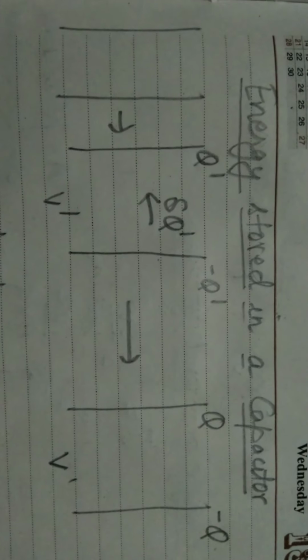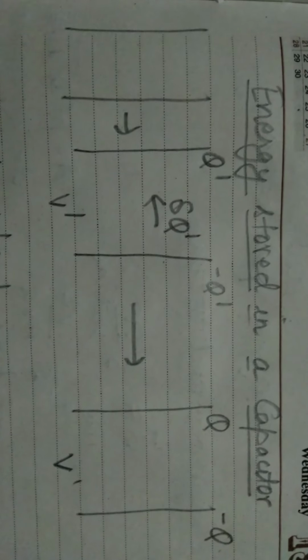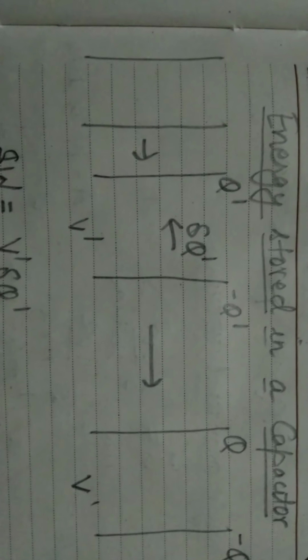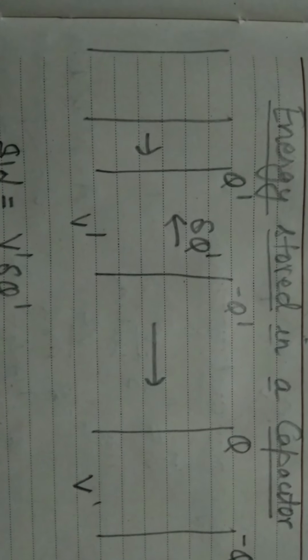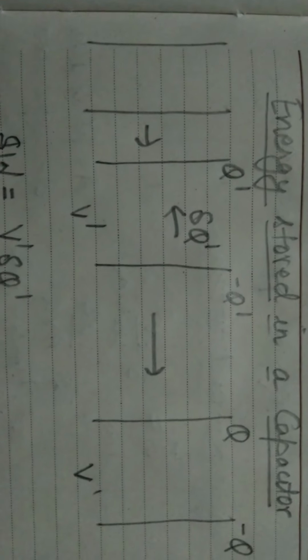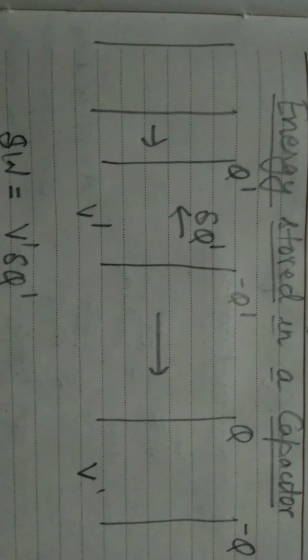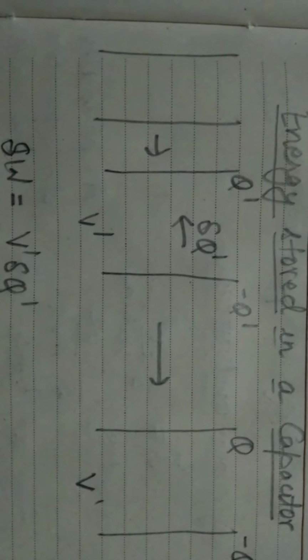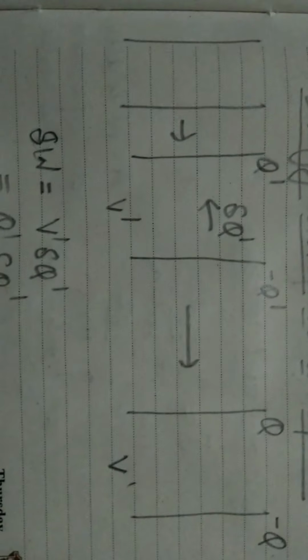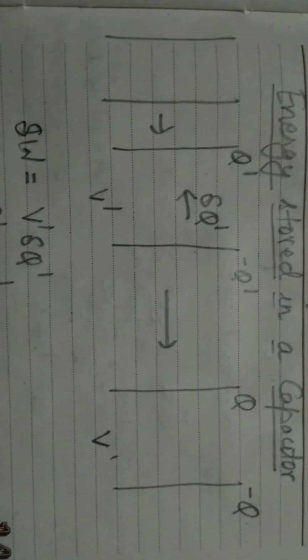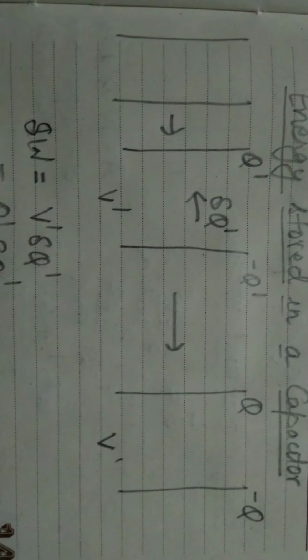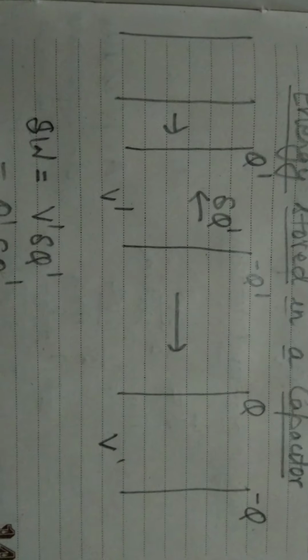Now we will study energy stored in a capacitor. So in the figure to the left side I have shown a capacitor which is blank, and after that I have shown a capacitor which has been charged and the charge on it is Q dash on the positive plate and minus Q dash on the negative plate. And at the right end I have shown a completely charged capacitor with charges Q and minus Q on the plates.